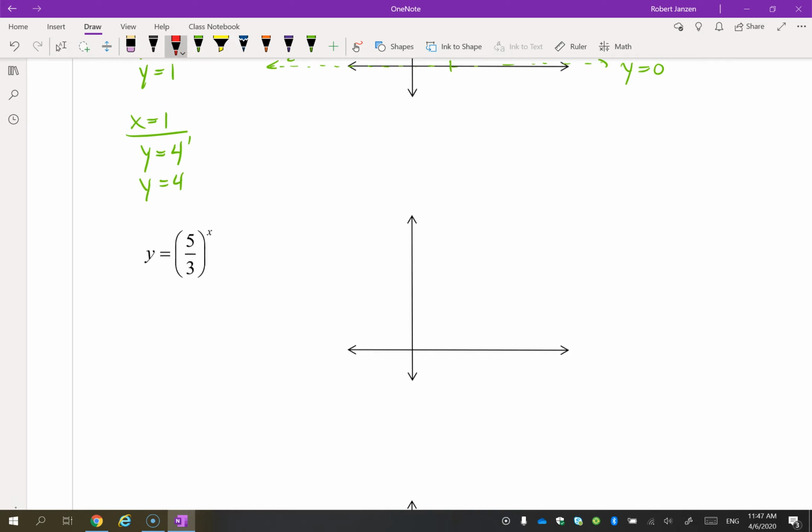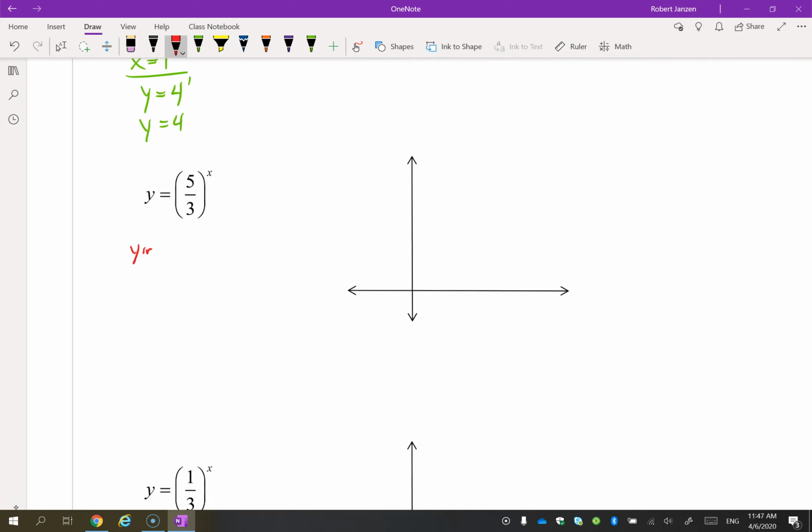Okay, let's try this one. Again, y-intercept. Where is the y-intercept? It will be at 1. Okay, then let's check if x equals 1, then y is going to be 5/3 to the power 1, which is 5/3. So at 1, we'll have a point here that's (1, 5/3) with a horizontal asymptote. This graph is just going to be a little bit, I don't know if you want to call it shallower, it just doesn't rise quite as fast.